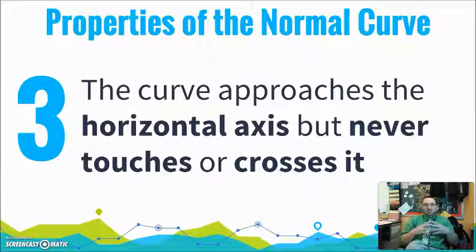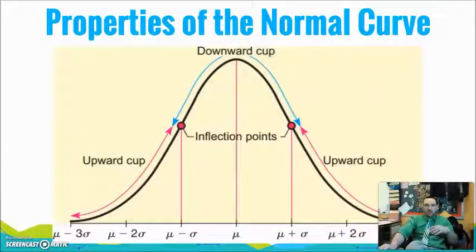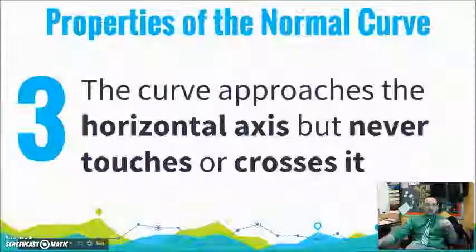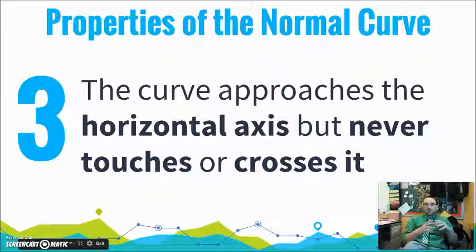The curve approaches the horizontal axis but never touches or crosses it. So I want to go back to the picture one more time. And as you can see down here in the bottom, it's going to get very, very close, but it's never going to actually touch. And if you're thinking about calculus, this is just the limit as x approaches negative infinity or positive infinity. We have this limit getting very close to 0, and it's approaching 0, but it never actually touches. Good to know. Okay. So the curve approaches the horizontal axis but never touches or crosses it.